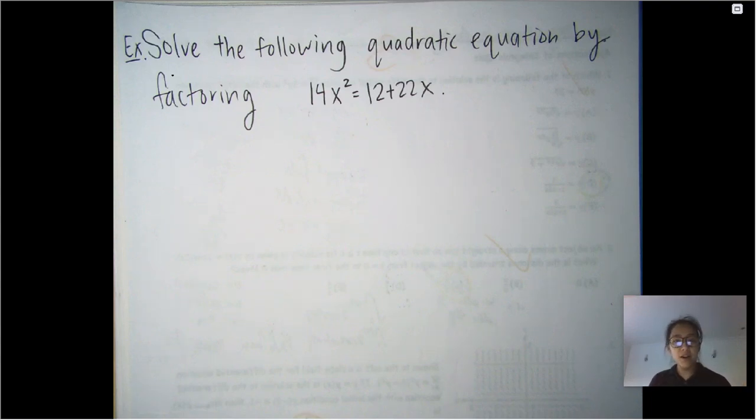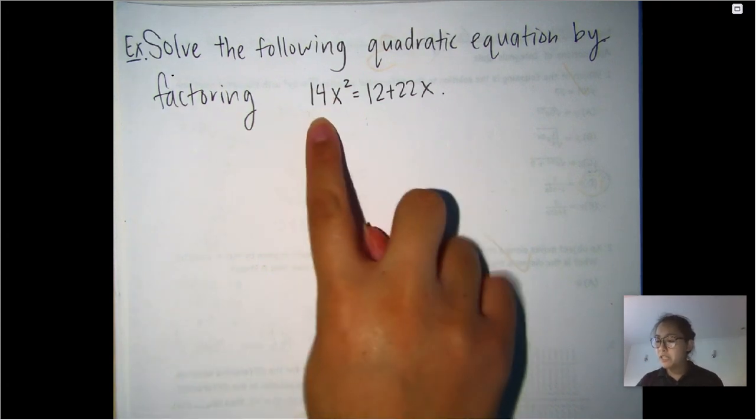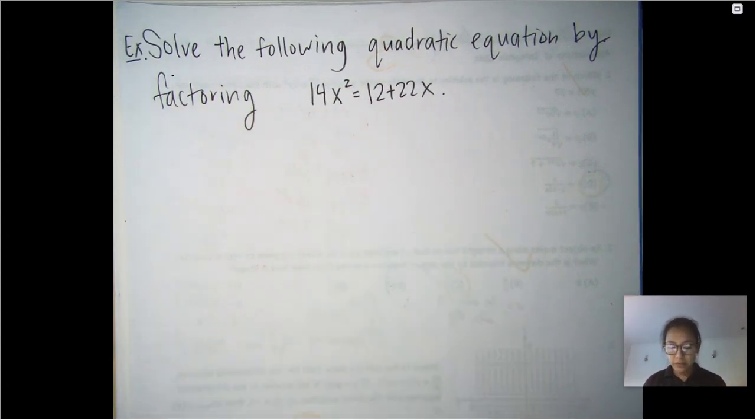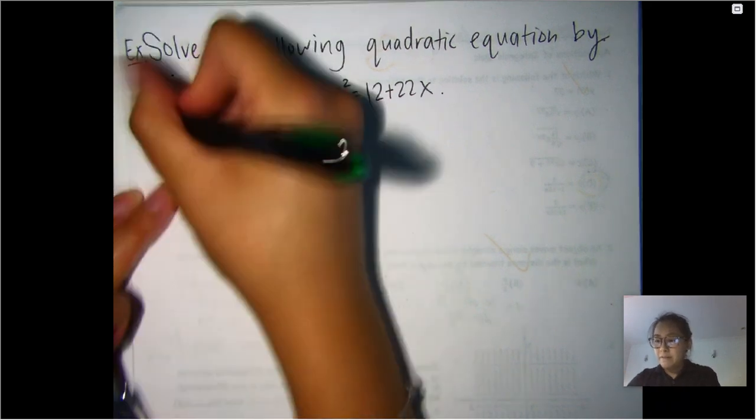I'm going to go ahead and talk about solving a quadratic equation by factoring. So we're using the method of factoring to solve this equation. The equation that we're given is 14x squared equals 12 plus 22x. First things first, we want an equation that is equal to 0. So the important thing is getting it equal to 0. And so we're going to move all of the terms to one side.